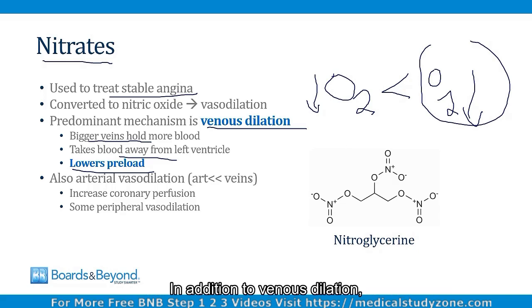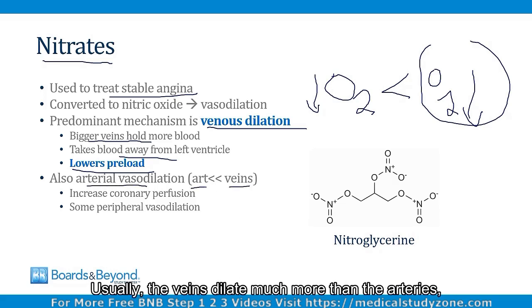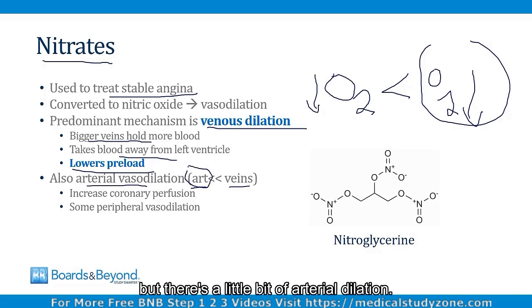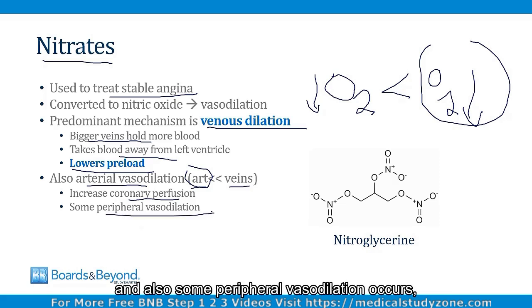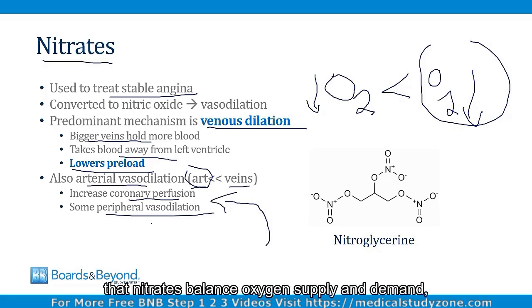In addition to venous dilation, nitrates also cause some degree of arterial vasodilation. Usually the veins dilate much more than the arteries, but there's a little bit of arterial dilation. This can increase coronary perfusion, and also some peripheral vasodilation occurs, which lowers the afterload. So these effects also contribute to the way that nitrates balance oxygen supply and demand in patients who have stable angina.